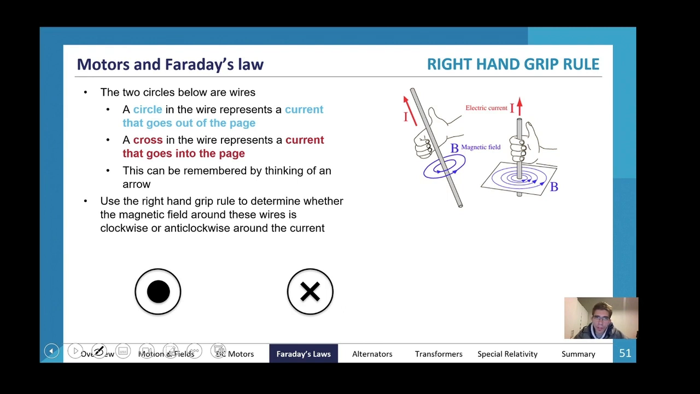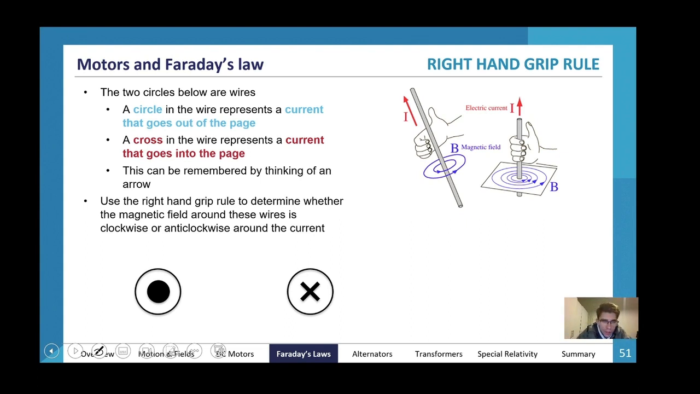But sometimes we need to represent field lines which are going into the page and out of the page. A circle in the wire represents a current that goes out of the page. A cross in the wire represents a current that goes into the page. This can be remembered by thinking of an arrow. Use the right-hand grip rule to determine whether the magnetic field around these wires is clockwise or anti-clockwise. And let's do that now.